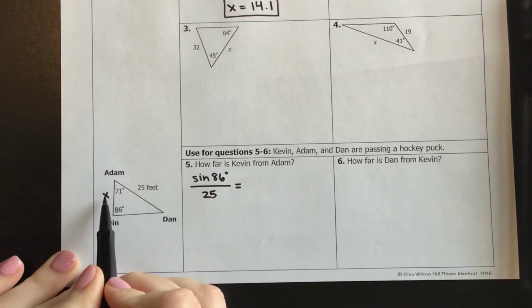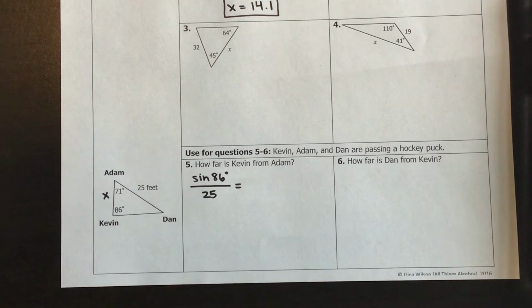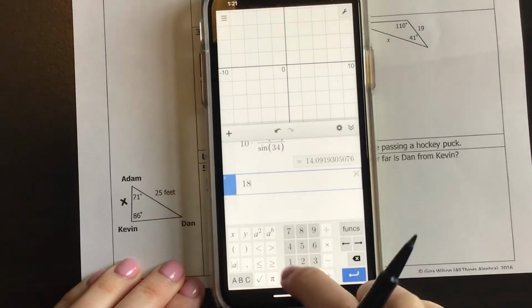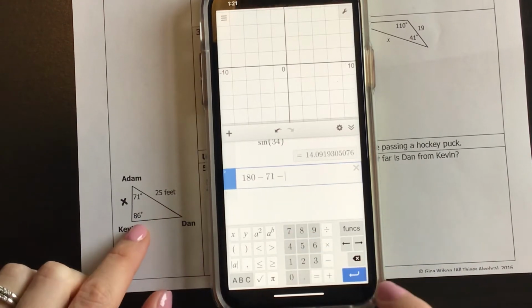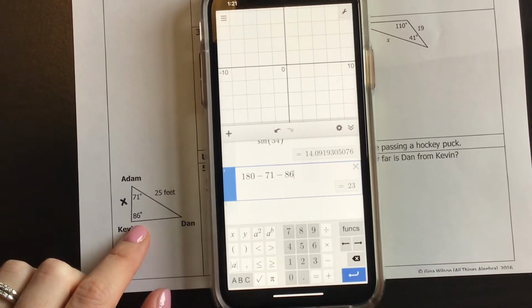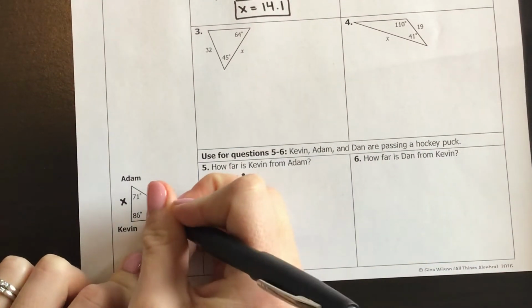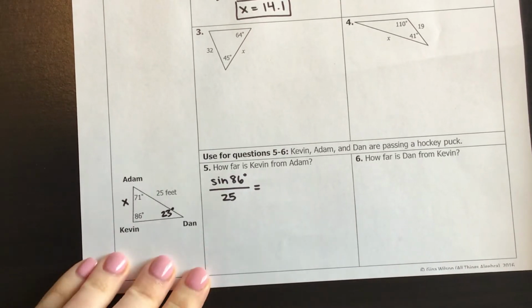Equals, and then if we're looking for this, we need this. So we don't have that, but it's okay because we have the other two angles and we know that all triangles add up to 180 degrees. So it's a very easy fix to find the piece that we're missing. If they all add up to 180, that means we can subtract these two from 180 and we'll get our leftover piece. So this must be a 23-degree angle. So as soon as you add that in, then we automatically have that piece and we can go from there.